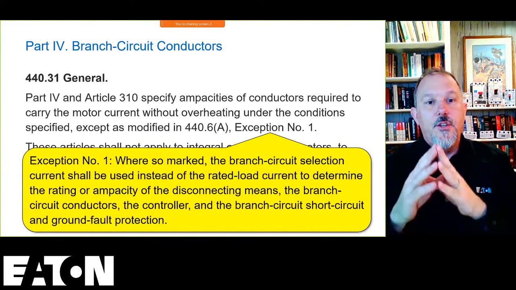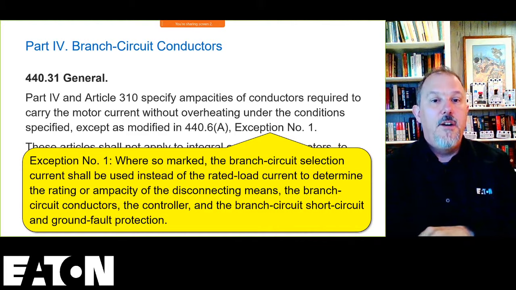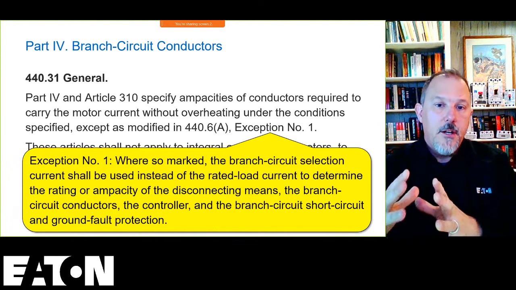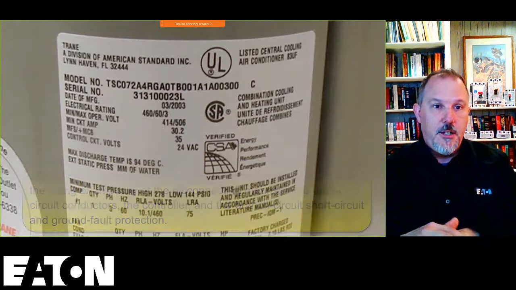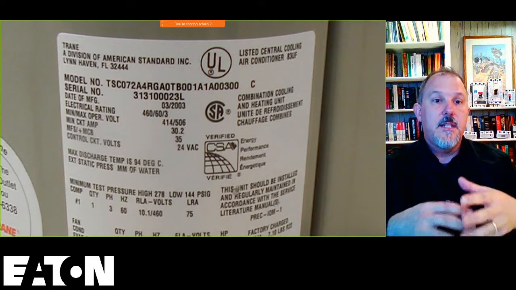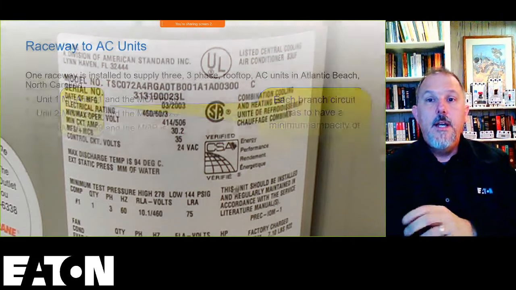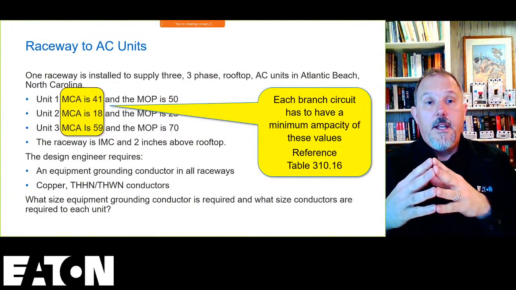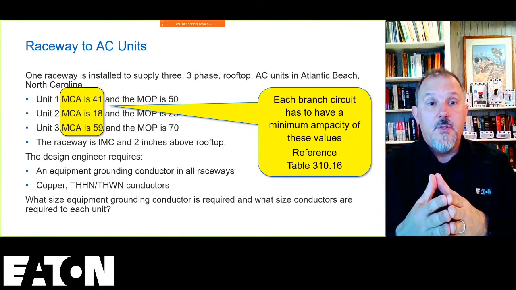Exception number one says, where so marked, the branch circuit selection current shall be used instead of the rated load current to determine the rating or ampacity of the disconnecting means, the branch circuit conductor. So if it's marked, then you can leverage that marking information. Now, we talked about this: this equipment is telling us a minimum circuit ampacity and a maximum overcurrent protective device. And we are given, in this problem, a minimum circuit ampacity. These are the numbers we've got to think about.